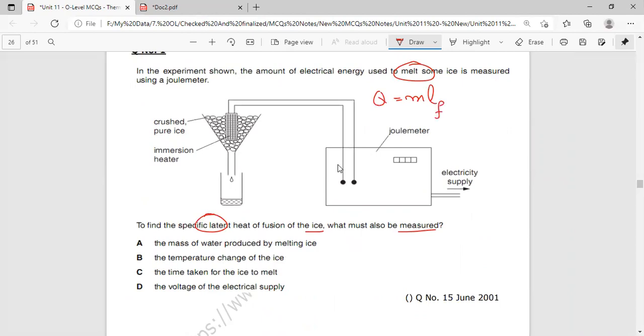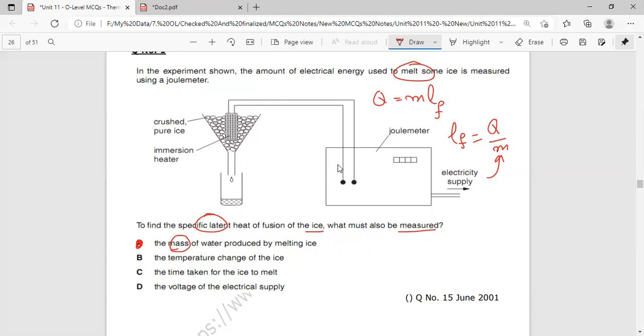Now, in order to measure the specific latent heat of fusion, LF is equal to Q over M. Then a definite amount of heat will be there, as well as a second parameter, mass. Since in option A mass is straightaway given, that's it. Option A will be the correct answer.